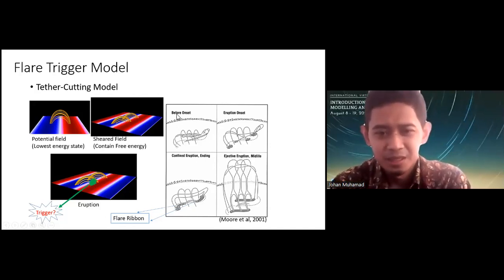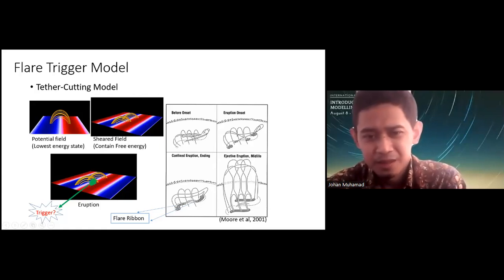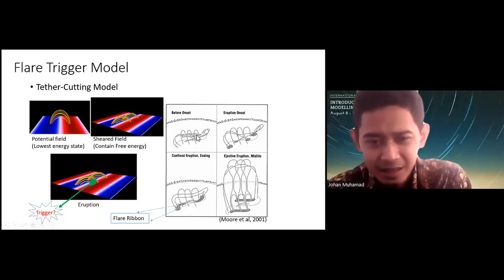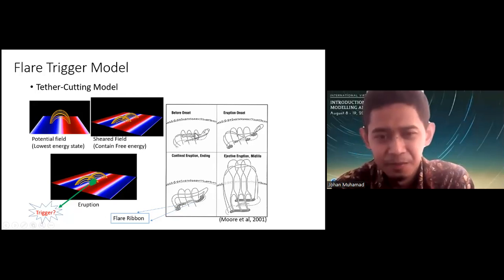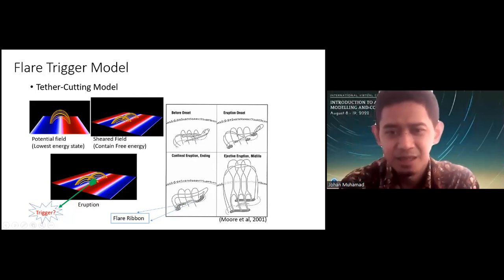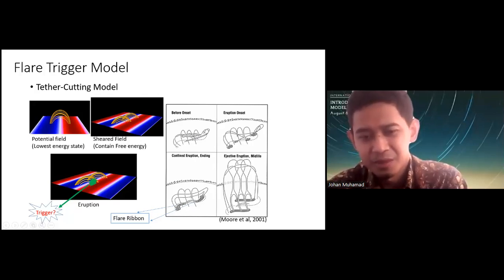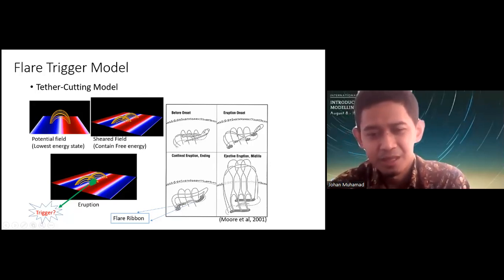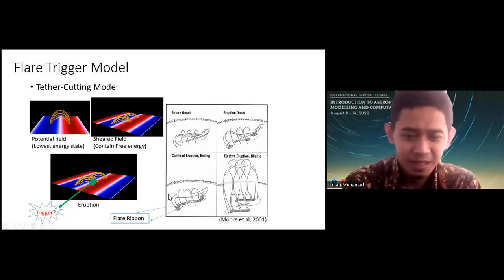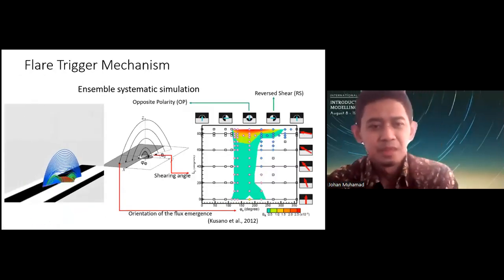And this is the conceptual image for the tether cutting model. This is before the onset of the solar flare, before the beginning of the solar flare. You have a magnetic field in an equilibrium state. You have a prominence here inside the magnetic flux rope or magnetic arcade. And then, these magnetic field lines can interact with each other, and there's reconnection around here, and then it will make a more elongated and more twisted flux rope here, and then it will become unstable, and the eruption happens. So this is the idea of the tether cutting model. This is what we will use for the simulation.